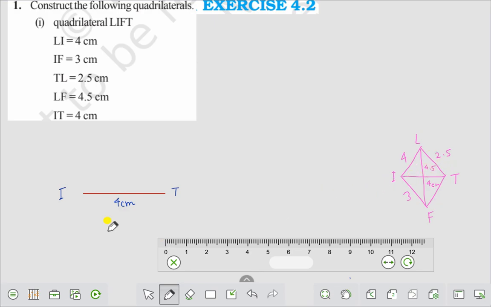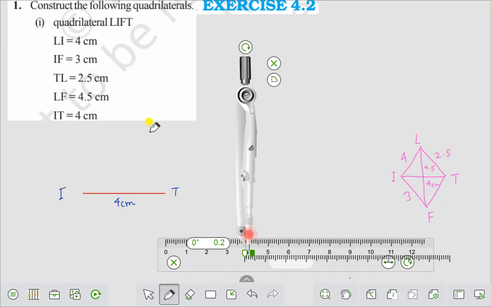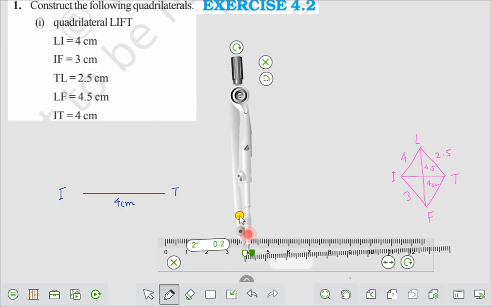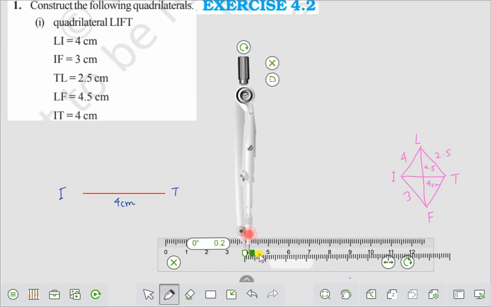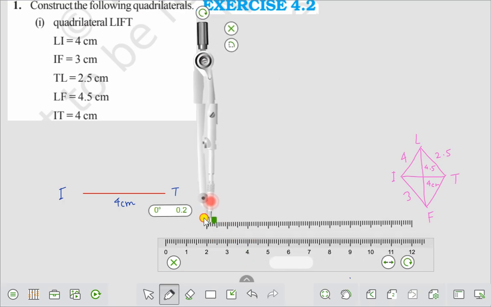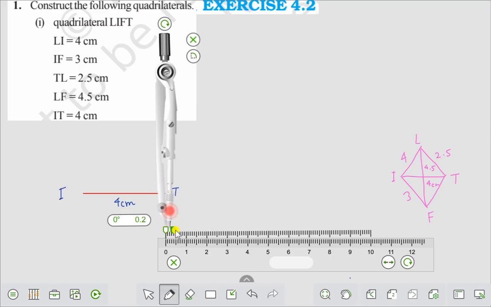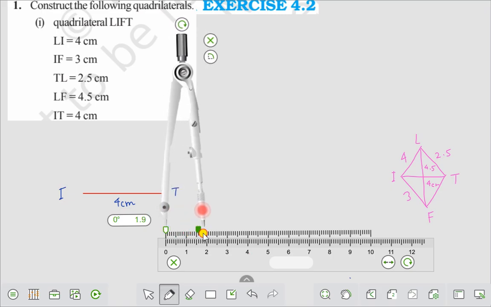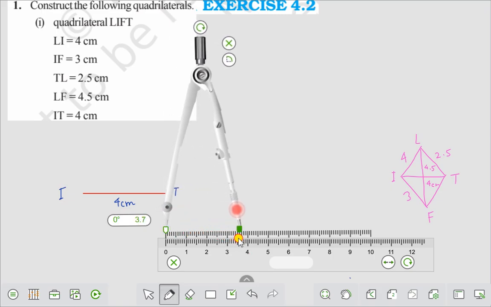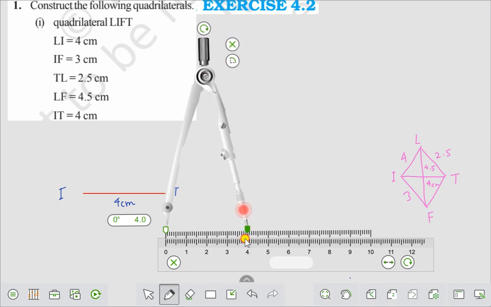Take an arc with I as center. With the help of a compass, take 4 cm. You see, this is the compass. Take it as 0 and take this pointer to 4 cm. This is exactly 4.